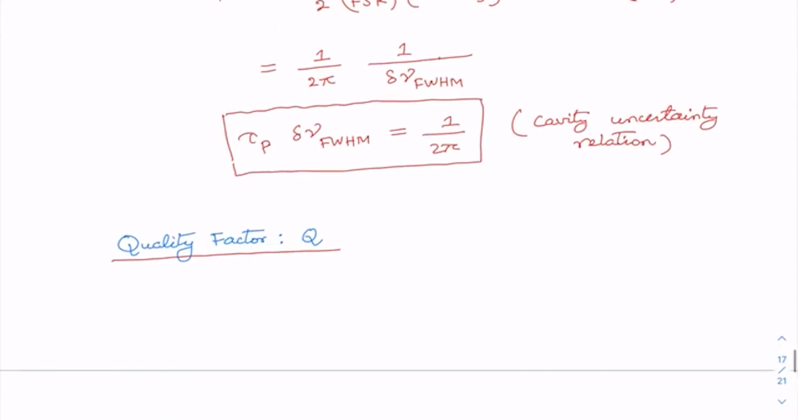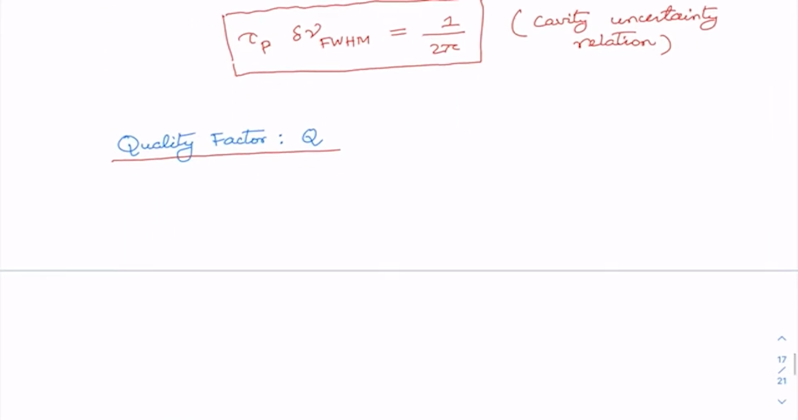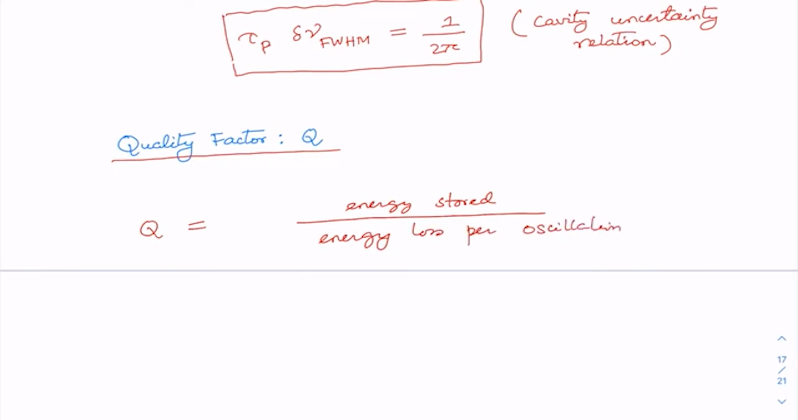I think all of you know how the quality factor of an oscillator is defined. It is the ratio between the energy stored and the energy loss per oscillation cycle, multiplied by a factor of 2 pi. And in cavity optomechanics, we need a cavity with high quality factor, because the higher the quality factor, the higher the number of oscillations of the photon inside the cavity.